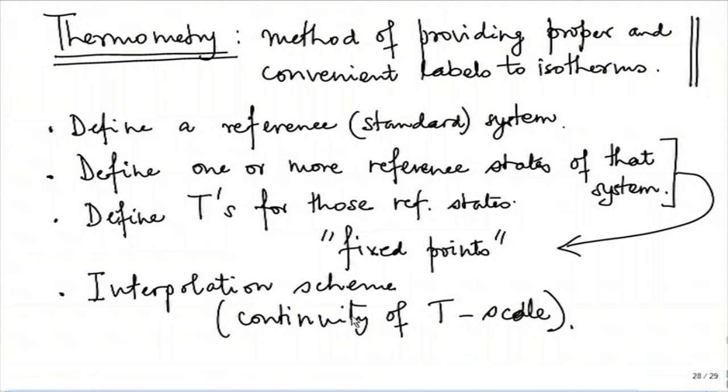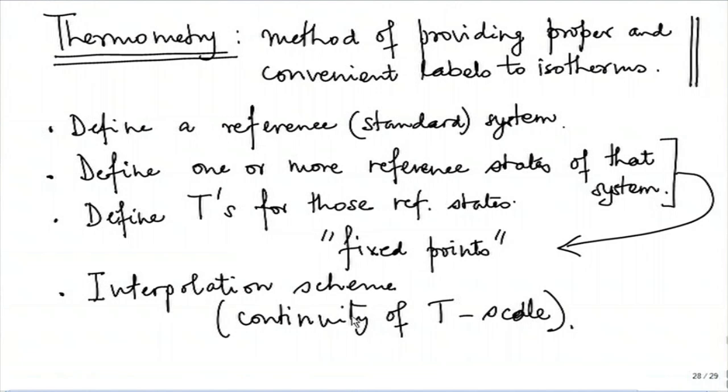temperature scale. We define thermometry as a method of providing proper and convenient labels to isotherms. And for this, a more or less not standardized but a typical procedure for defining and implementing a temperature scale is to define a reference system. This reference system is known as the thermometer. Define one or more reference states of that system. Then we define temperatures for those reference states. These are the so called fixed points, labels to reference states.